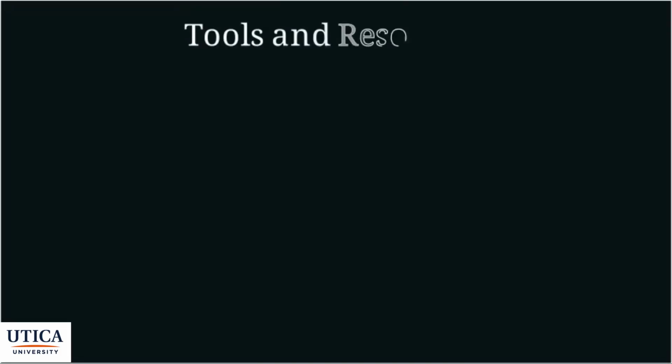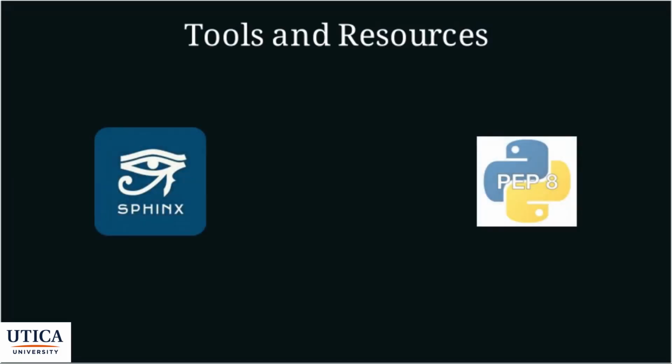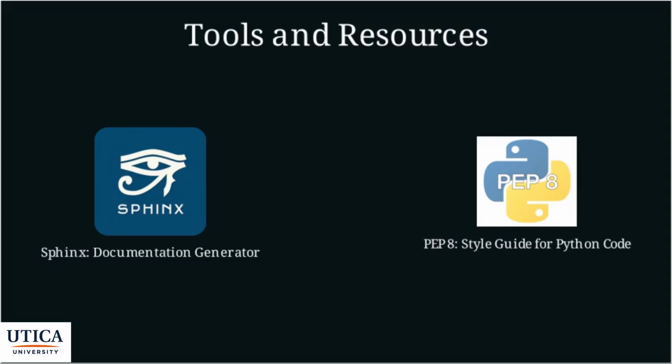For larger projects and more complex documentation needs, consider using a dedicated documentation generator. Sphinx is one such documentation generator, which can automatically create beautiful and organized documentation from your docstrings. And remember to adhere to a consistent style guide like PEP 8. PEP 8 provides valuable guidelines for formatting your Python code, including recommendations for writing docstrings and comments, promoting code consistency and readability.